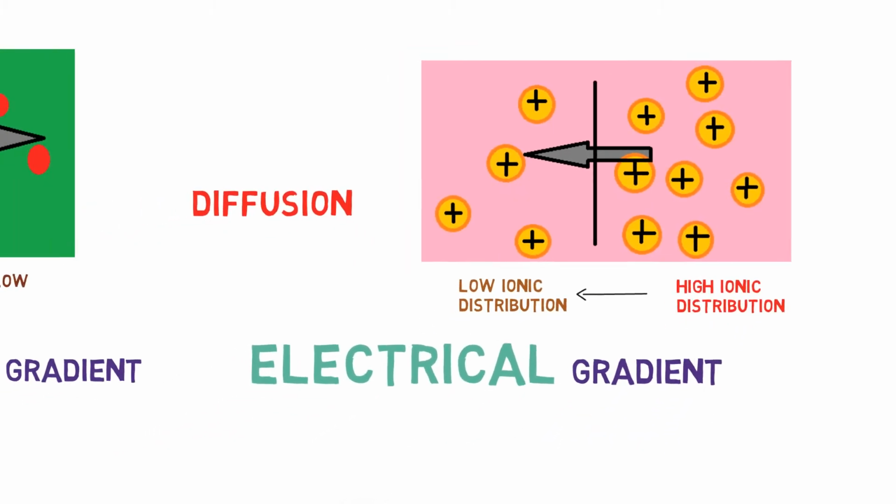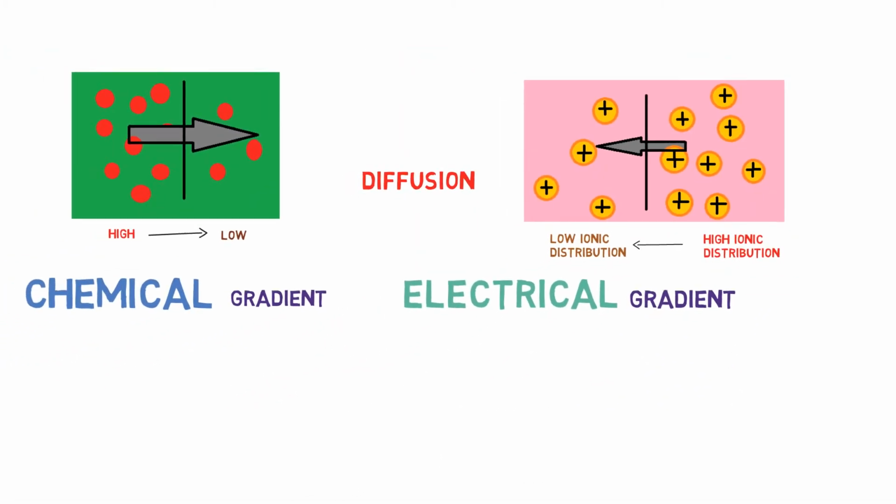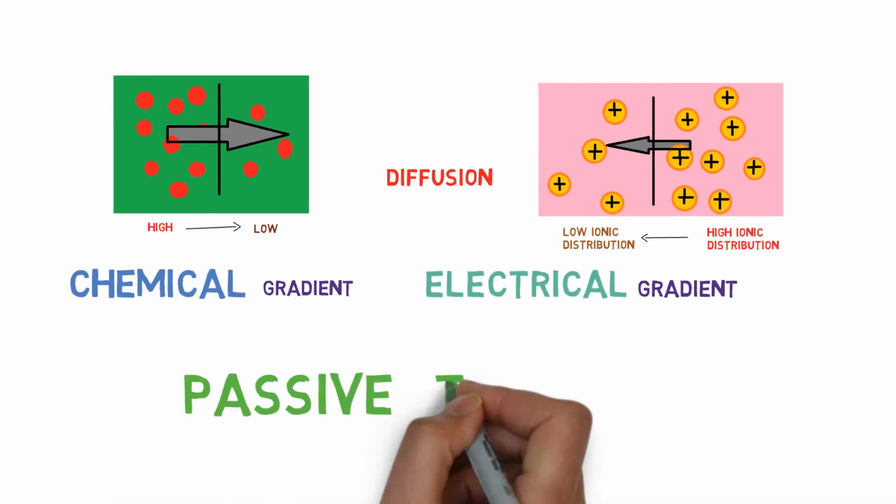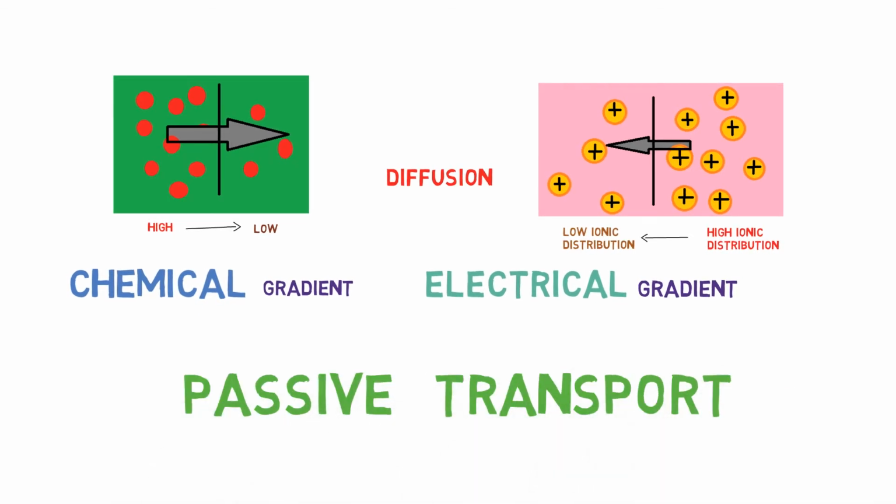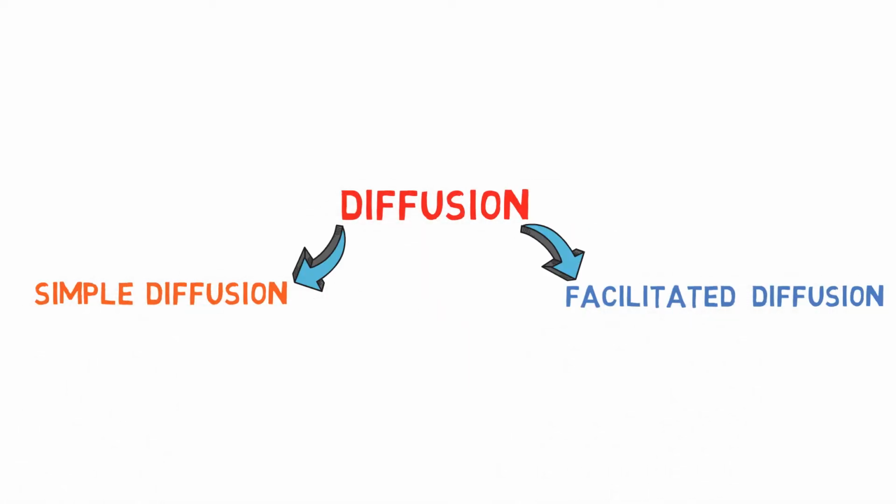As diffusion occurs through a chemical or an electrical gradient, this process does not require energy. So this is a passive transport system. There are two types of diffusion. They are simple diffusion and facilitated diffusion.